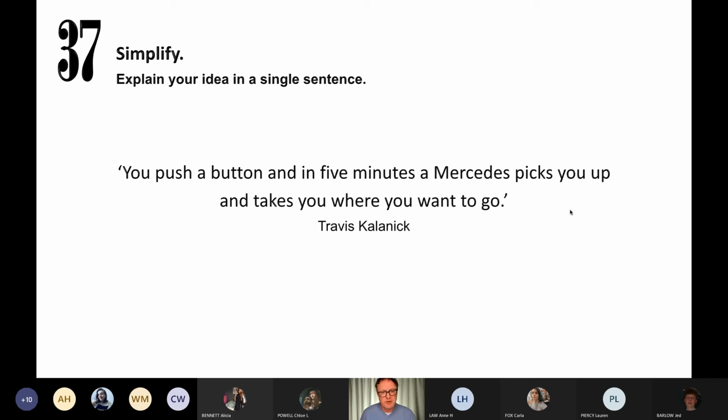So you push a button and in 5 minutes, the Mercedes picks you up and takes you where you want to go. Okay, and I think that was the pitch that the founder of Uber put to his investors, all summed up in a single sentence.